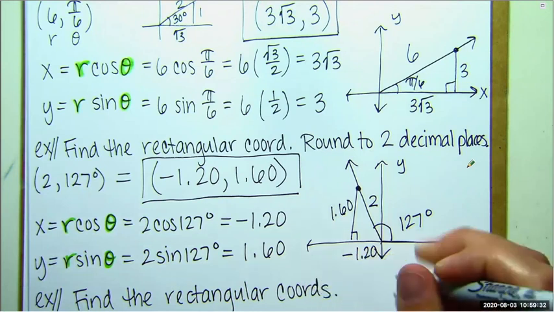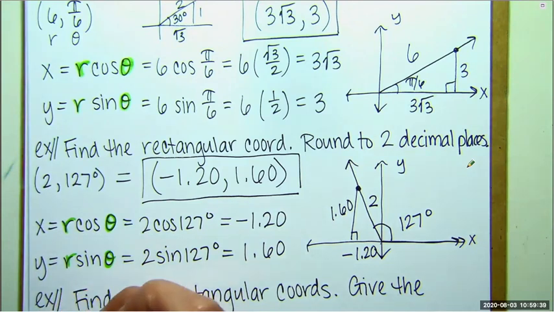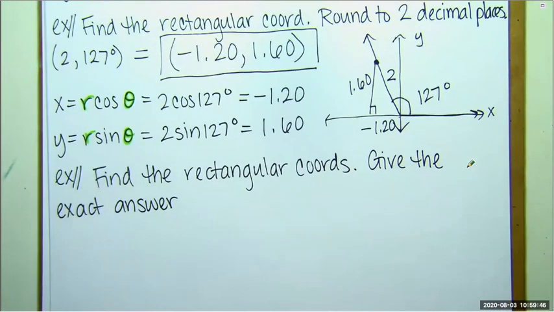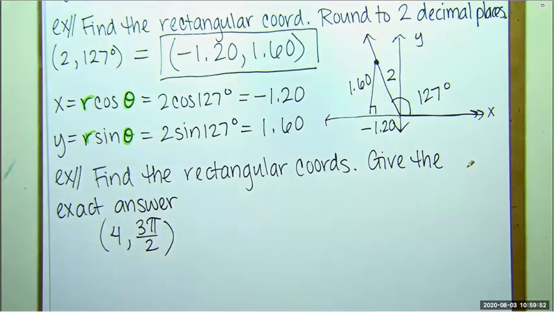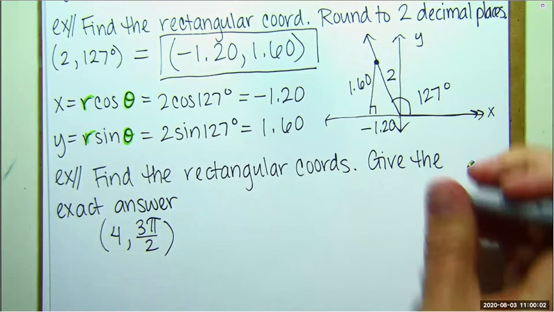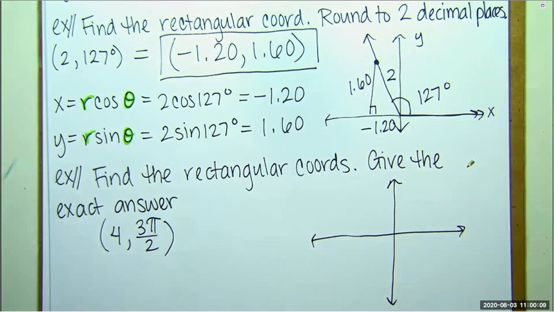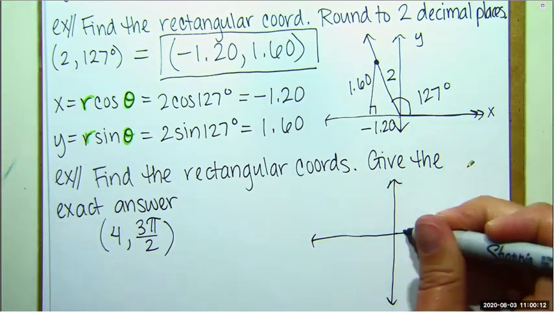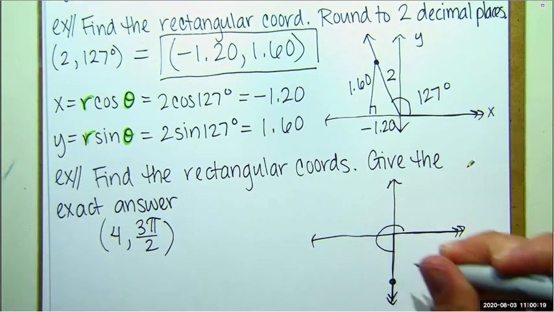Find the rectangular coordinates, give the exact answer. And we're asked to convert 4, 3 pi over 2. Okay, let's draw our picture first again, just to see what we're up to. Our angle is 3 pi over 2, so we know that is 270 here. And we want to go a distance of 4 from our pole out to our point.